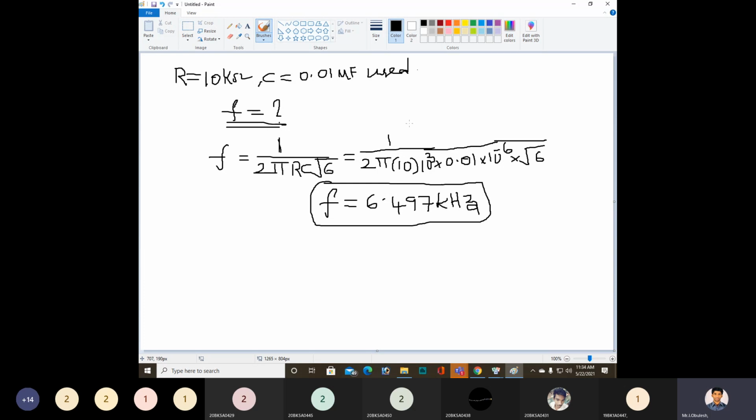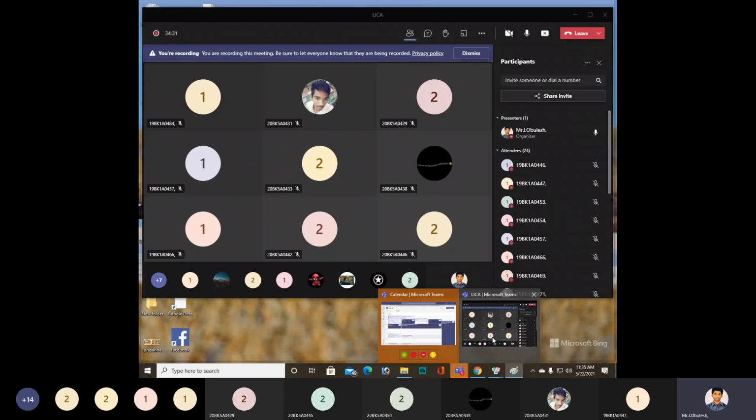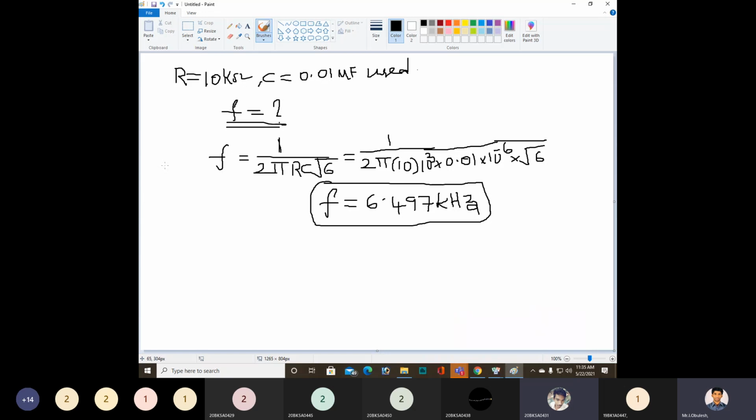Okay, like that the examiner will ask the question from the RC phase shift oscillator. Okay, is it clear? Respond anyone. Yes, sir. Okay, fine.